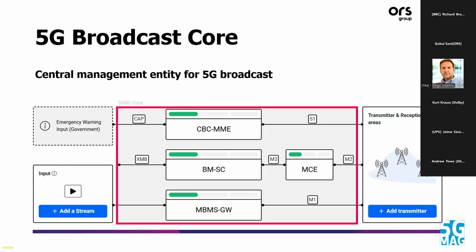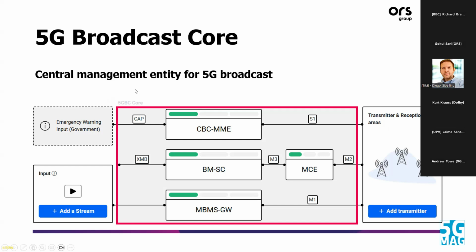Just as a reminder for those who are not so into 5G broadcast and the 5G broadcast core. So typically we have kind of TV input, audiovisual input. We probably also have emergency warning input from the government. Then there are some transmitters out there, typically our TV transmitters, clustered maybe in some reception areas, SFNs or something like that. And for 5G broadcast, there is a central management entity needed, which is the 5G broadcast core, which is here marked in red.